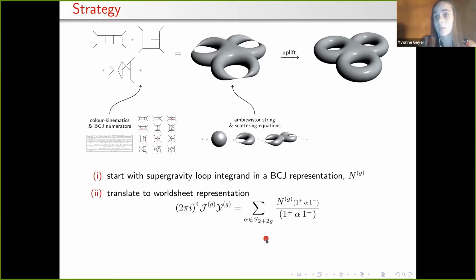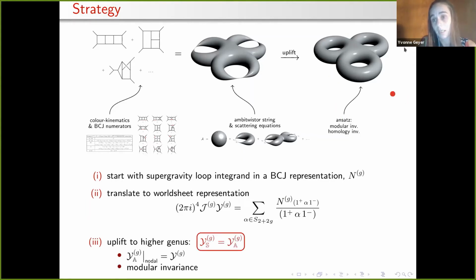And then we're first going to try to uplift this to a higher genus case by writing a modular invariant ansatz and demanding that our higher genus expression matches the nodal sphere in the nodal limit. And then we're going to use our observation 2 to identify this with a string.